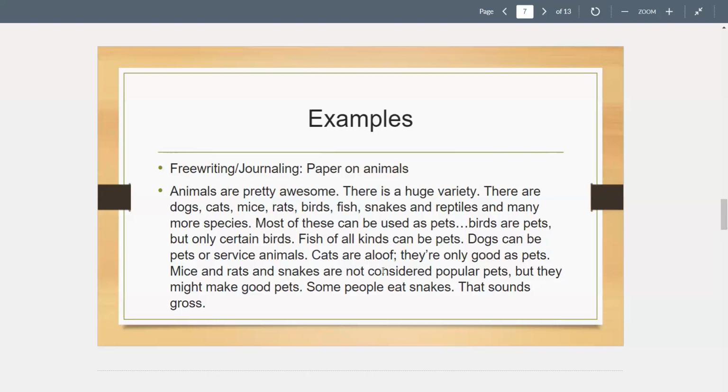Mice and rats and snakes are not considered popular pets, but they might make good pets. So that's an interesting topic: the fact that people sometimes have exotic pets. How is that different? Whether they're taking care of them, the requirements for them, things like that. Some people eat snakes. That sounds gross. You can see this one is a very tangential idea. It's still kind of where the other ideas are topic wise.